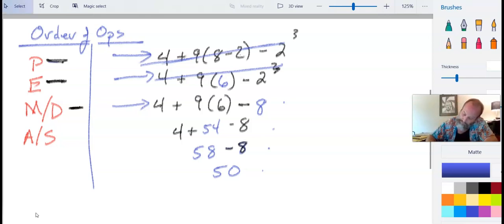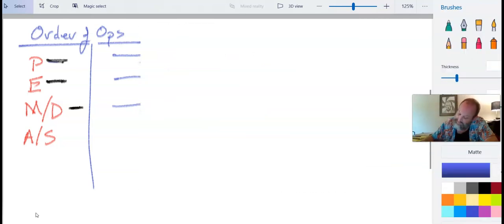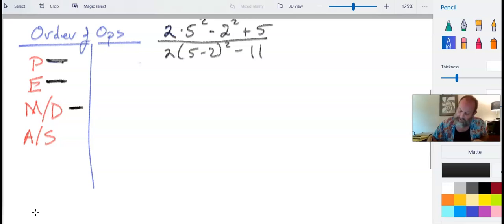Okay, so let's clear that off, and then we'll look at our last example here. Our last example now is going to be 2 times 5 squared minus 2 squared plus 5, divided by 2 times 5 minus 2 squared minus 11.